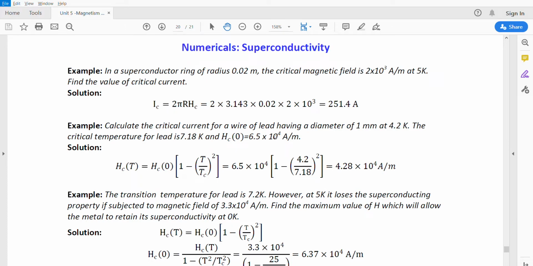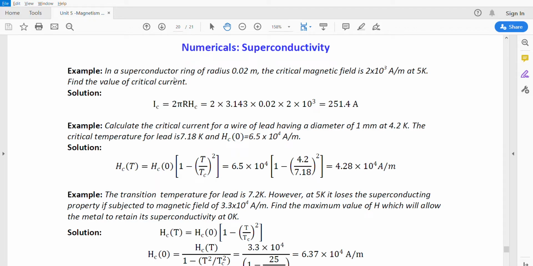Okay, we'll see mainly what this is. So what is the first question? In a superconducting ring of radius 0.02 meters, the critical magnetic field is given as 2 into 10 power 3 ampere per meter at 5 kelvins temperature. Find the value of critical current.